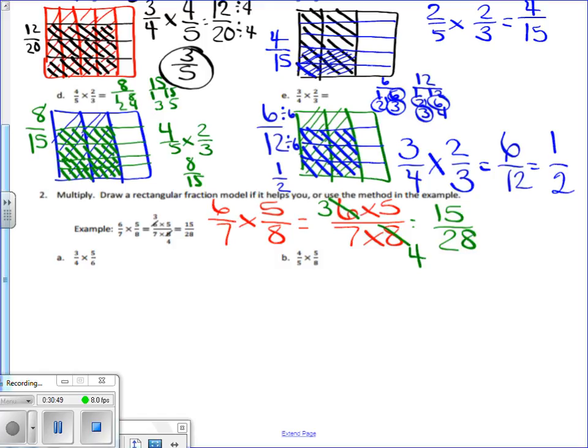And if what I did made you go, what on earth did you just do? You can still do 6 times 5 is 30. 7 times 8 is 56. But when you look at that, you're going to go, that's a huge fraction. And you're not going to want to do anything to it. You may not know that that can be simplified. You may not know that 3 can't go in there, but 2 can go in there.